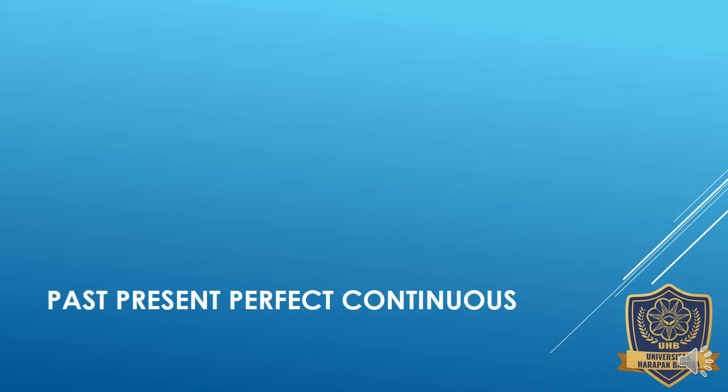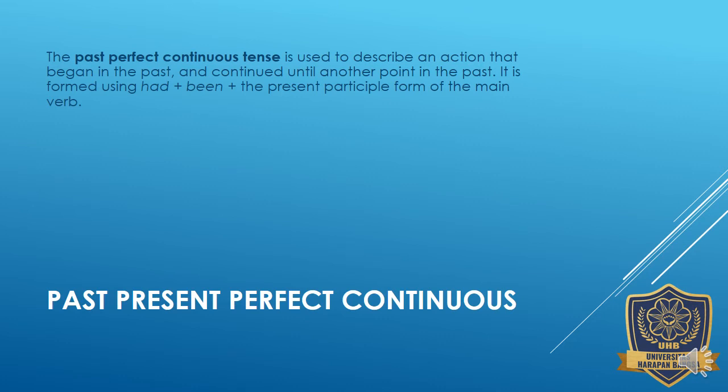Past perfect continuous tense. The past perfect continuous tense is used to describe an action that began in the past and continued until another point in the past. It is formed using had plus been plus the present participle form of the main verb.